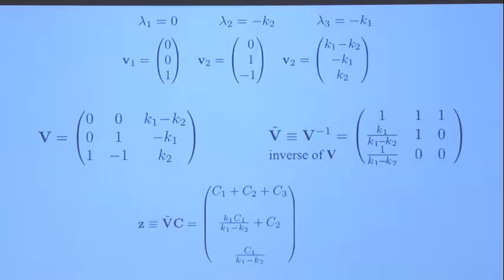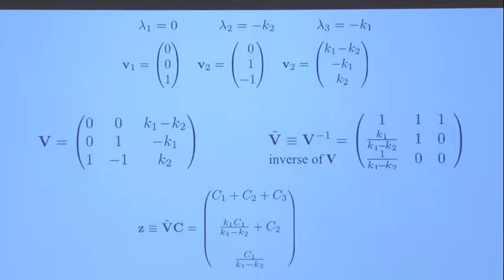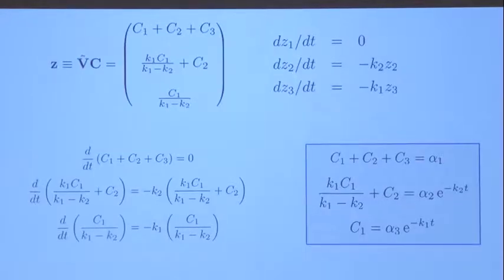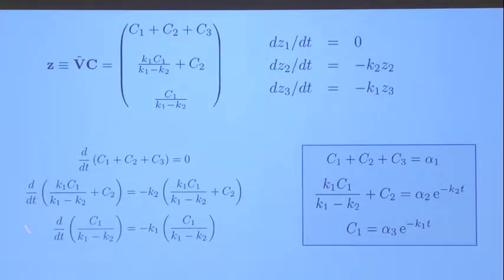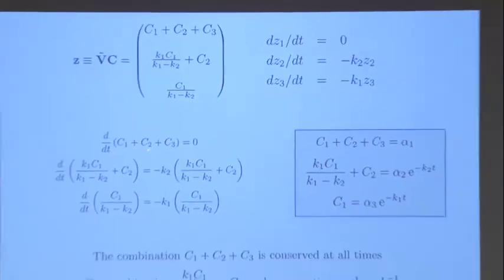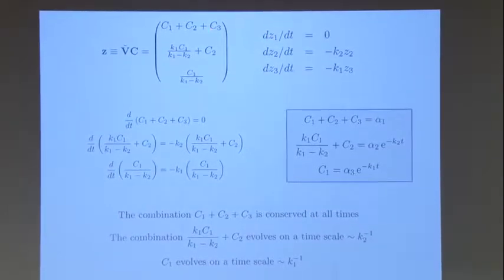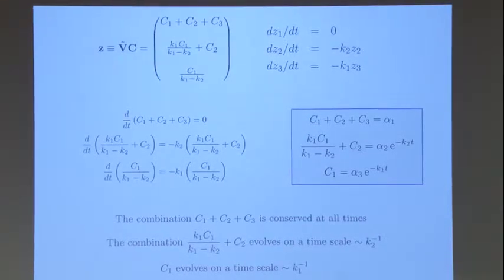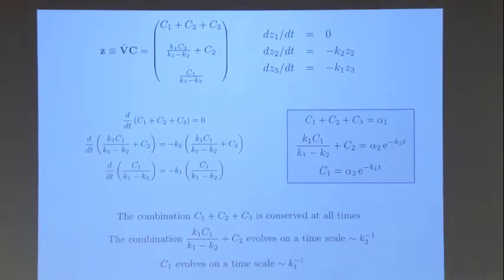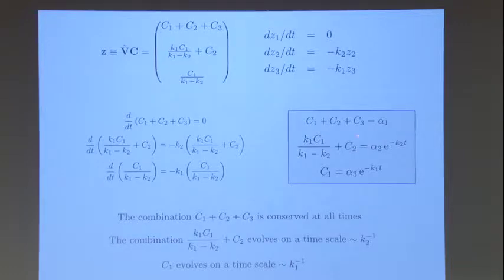This is the matrix of the eigenvalues in the diagonal, and the equations are simply first-order equations that you can solve immediately, okay? So the next step, I repeated this here so that you see it on the screen, I just rewrote the three equations in terms of the concentrations. The first one, you see Z1 was the sum of the three, so d by dt of the sum of the three is zero, meaning that the sum of those three concentrations is always conserved. It's always a constant. The constant depends on the initial condition. Of course, I didn't specify it, so I could just call it alpha 1. And this combination here is decaying at this rate. And similarly, C1 divided by k1 minus k2 decays at this rate.